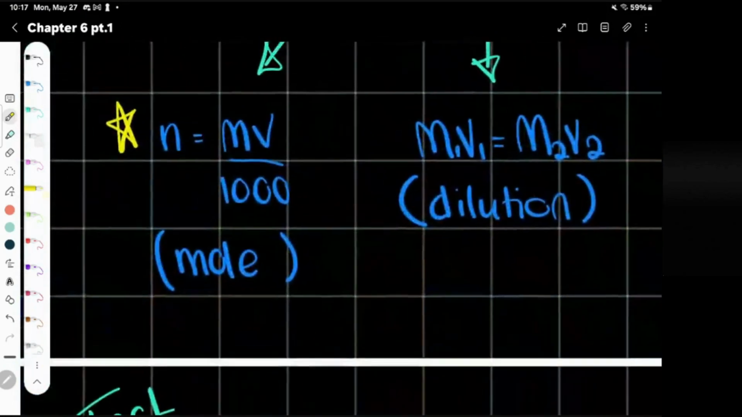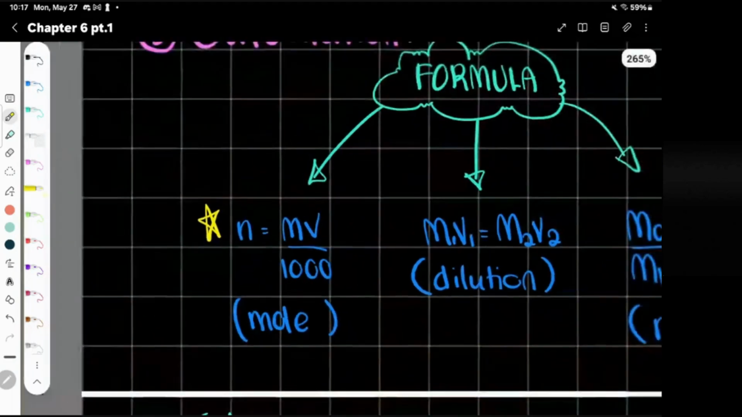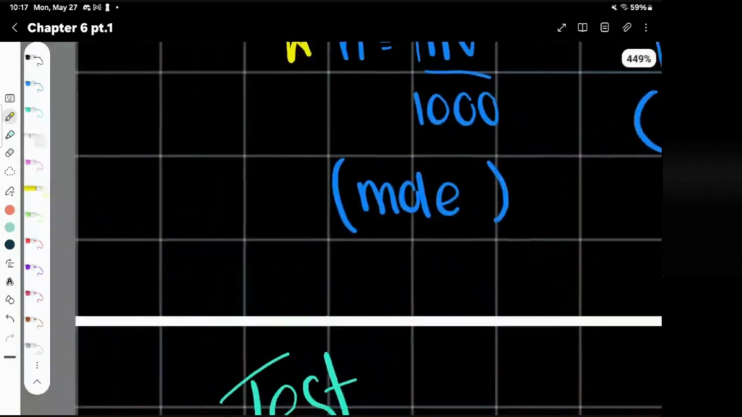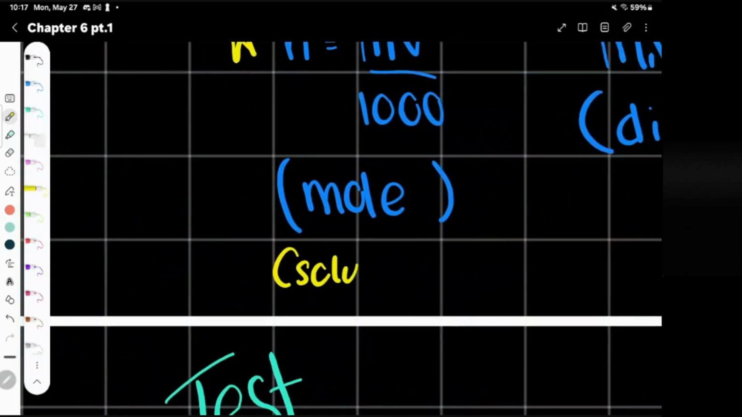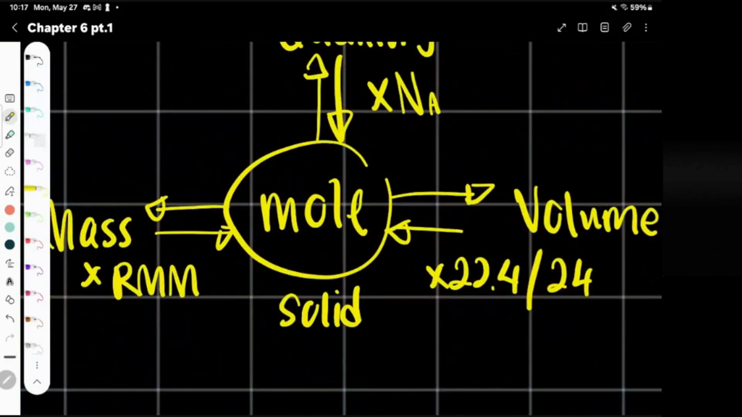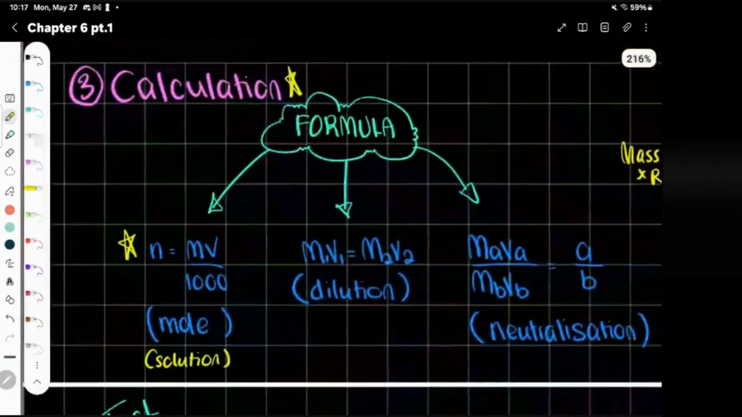So this is a formula that we know from a long time ago. But why is there now another formula? What is the difference between this formula and this formula here? The biggest difference is that this formula is only for solution, whereas that one is for a solid. So you have to use this formula for solution.